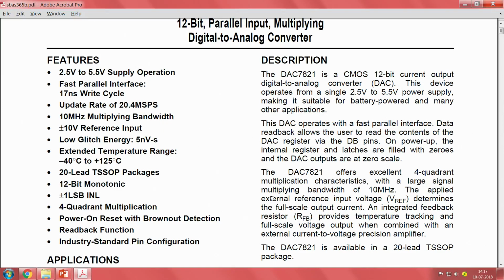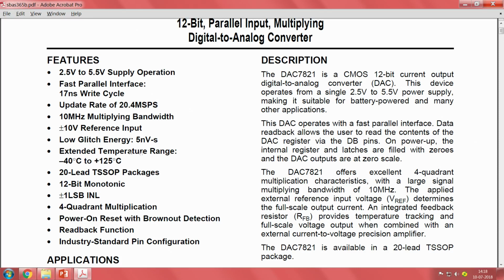We have discussed this. Now, next, low glitch energy, 5 nanovolt second. Glitch energy is like, suppose there is a delay in one of the bits getting updated to whatever value we have set. That is what is called a glitch, in a very simple way. Volt second is energy, so that energy consumed in that conversion is the glitch energy. You can go back and check it in detail.